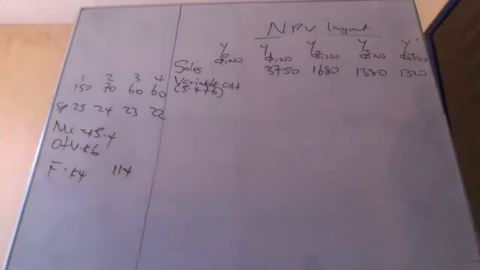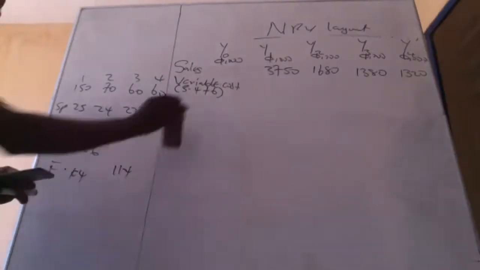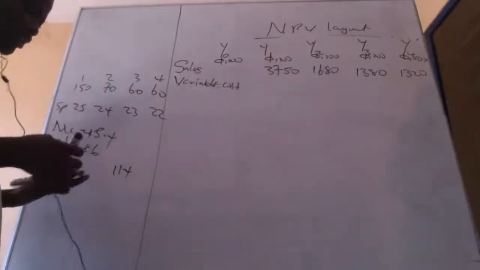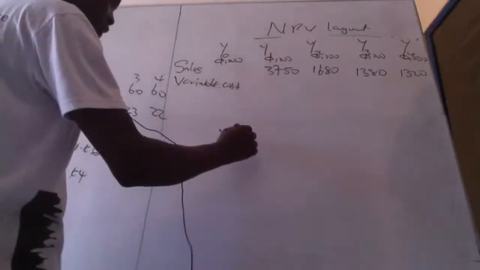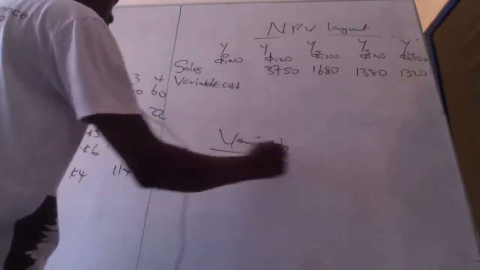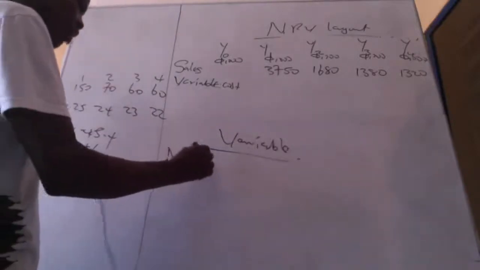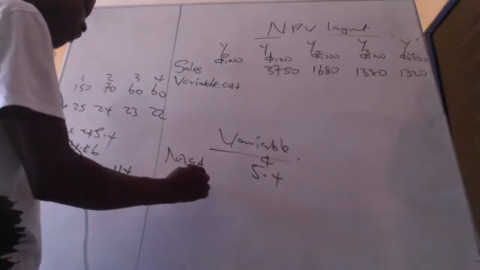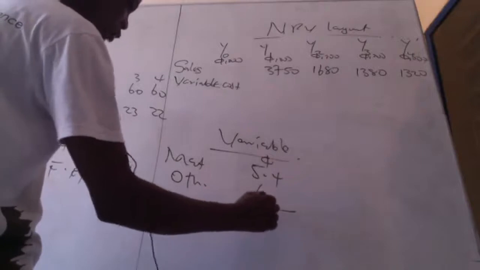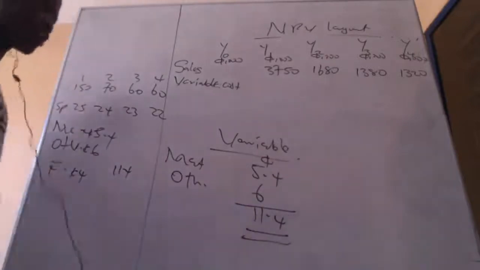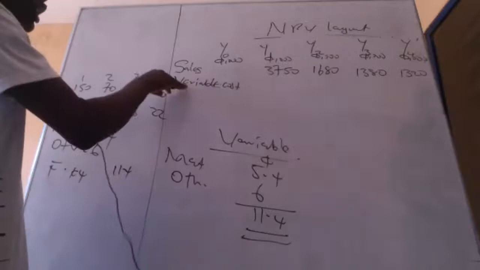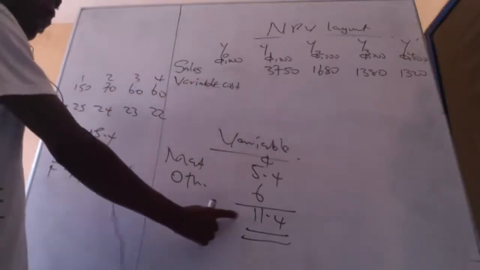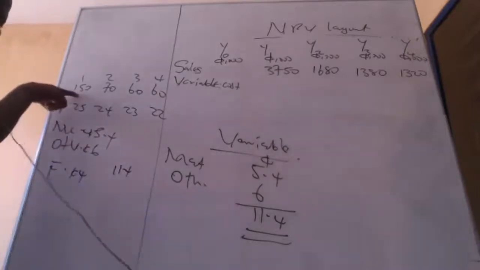Okay. Now the variable cost, you can probably do workings somewhere. So variable cost calculation. Material cost is what? 5.4 Ghana cedis. Other variable cost is 6 cedis. Putting this together will be what? 11.4 per unit. You don't need to do them individually. Don't do them individually. Just sum them up. Get one variable cost per unit. And just multiply by the units.